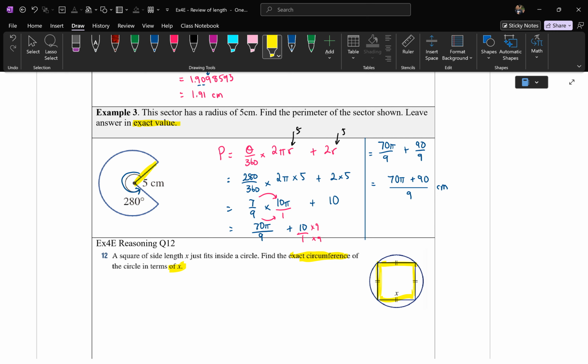Okay? But that's it for today. That's exercise 4E. Next lesson will be Pythagoras theorem in 3D shapes.